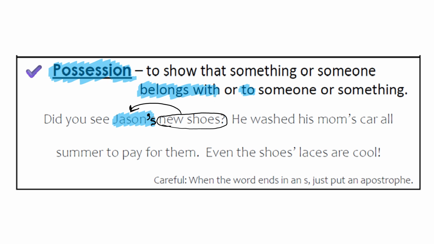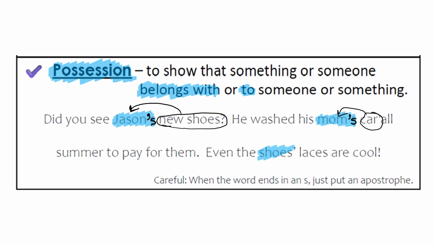Let's check out the next example. He washed his mom's car. So we see mom apostrophe S. That tells us that mom owns something. Something belongs to mom. And when we look closer, we can see the thing that belongs to mom is the car that Jason was washing.